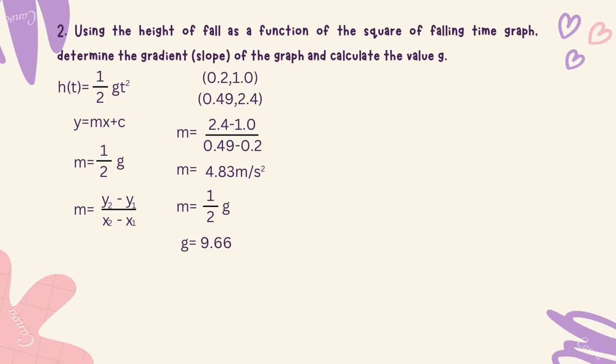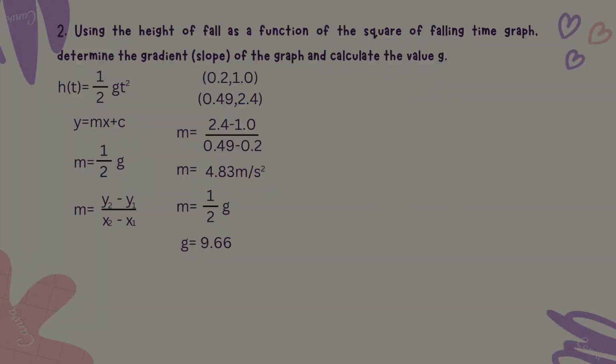Number 2. Using the height of fall as a function of the square of falling time graph, determine the gradient of the graph and calculate the value of g. Firstly, we take the equation h equals 1/2 gt² equal with the equation y equals mx plus c. So we find the value of g by taking two coordinates from the graph.